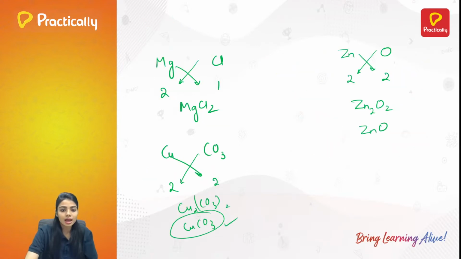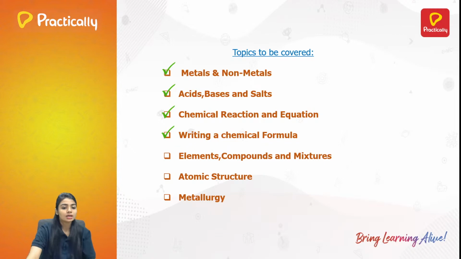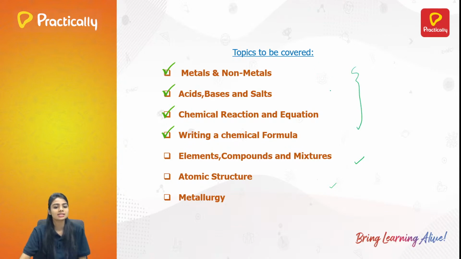Okay, now we have completed how to write a particular chemical formula. Next Monday we are going to discuss elements, compounds and mixtures. On Tuesday we will discuss atomic structure. So we have completed all these things. If you haven't seen metals and non-metals, acids, bases and salts, and chemical reactions and equations, just go down there. There is a playlist called Elementary Chemistry. Click on it. You will get all the materials there.